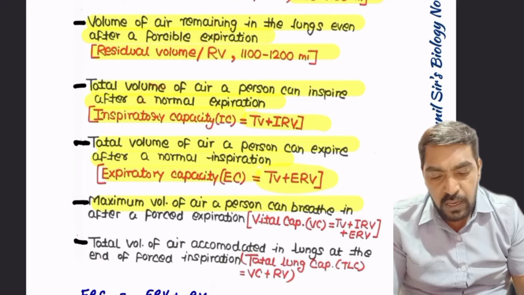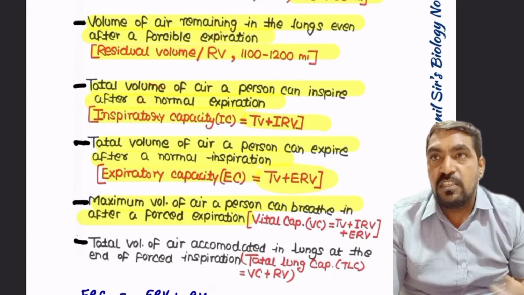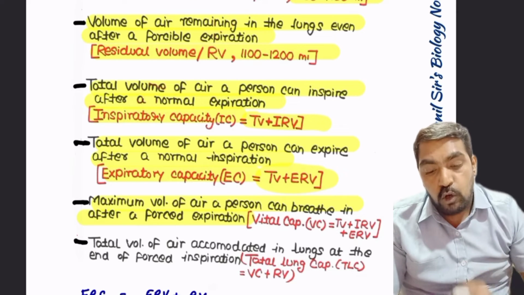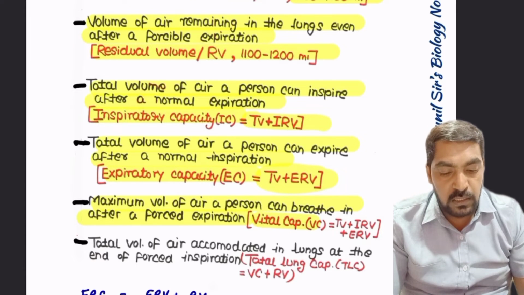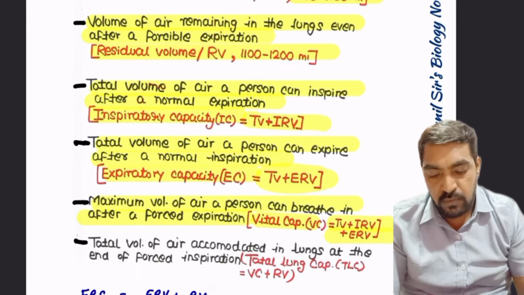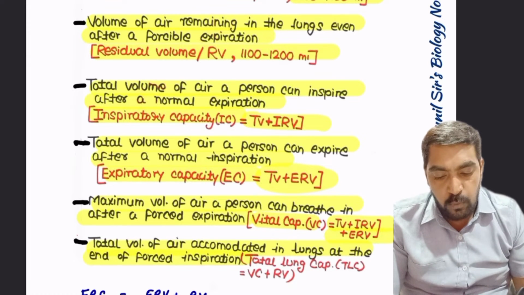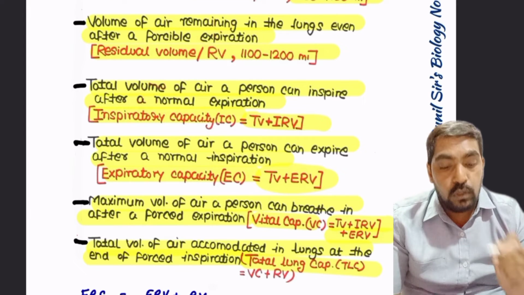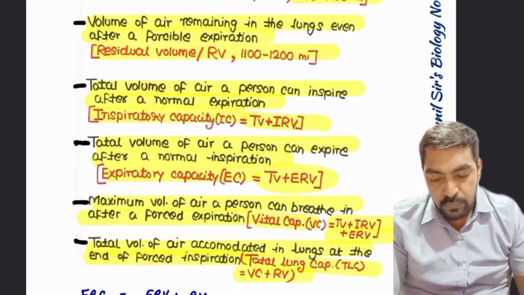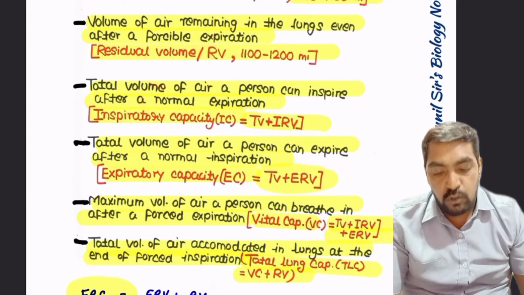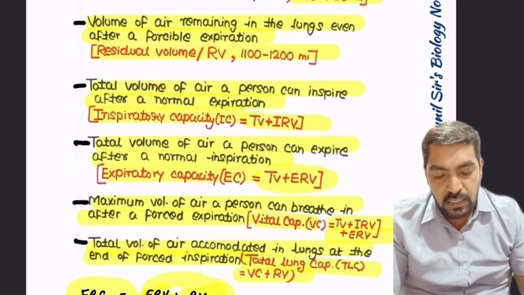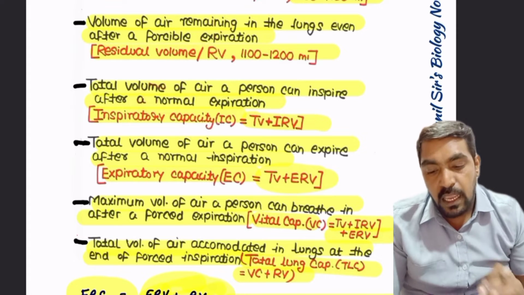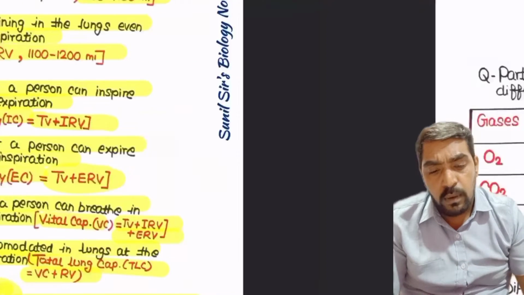Then the maximum volume of air a person can breathe in after forceful expiration, means I have exhaled all the air out from my lungs, the maximum that I can do. After that the amount of air that I take in is VC, vital capacity. It is nothing but TV plus IRV plus ERV. Total volume of air that accommodates in the lungs at the end of forced inspiration is TLC, total lung capacity, which is VC plus RV. There is also something called FRC, functional residual capacity. It is ERV plus RV. So how much does it come to? 1000 plus 1200, that is 2200 ml. These are the volumes which you need to remember.